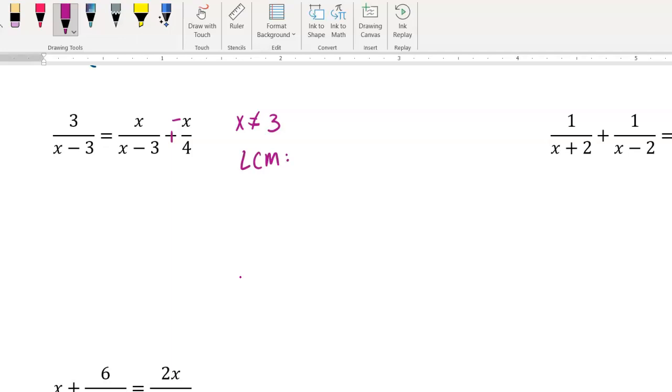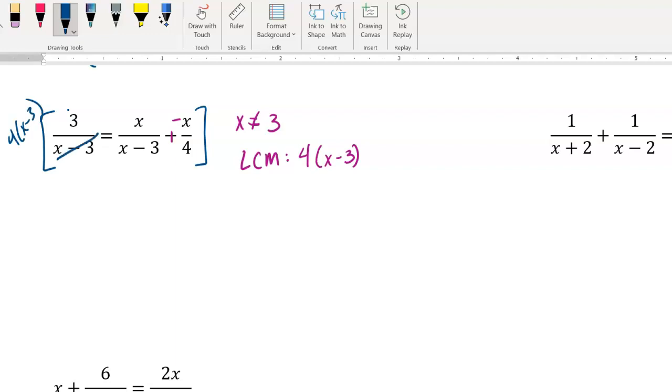Let's also identify our least common multiple. Now the first denominator, we have x minus 3. Second denominator, we also have x minus 3. That third denominator, we have a 4, and now that's not represented yet, so we need to include that. So that's a little different. So our LCM here is going to be 4 times x minus 3. So now we're going to multiply every fraction by our LCM, which is 4 times x minus 3.